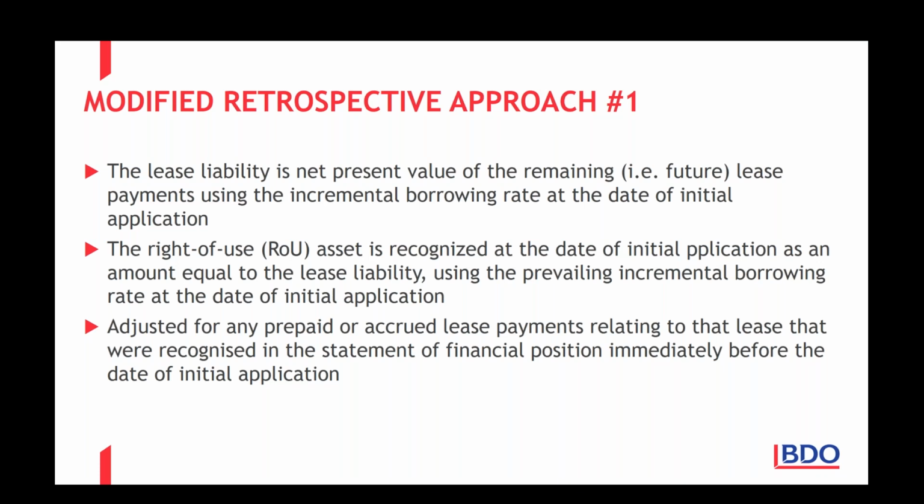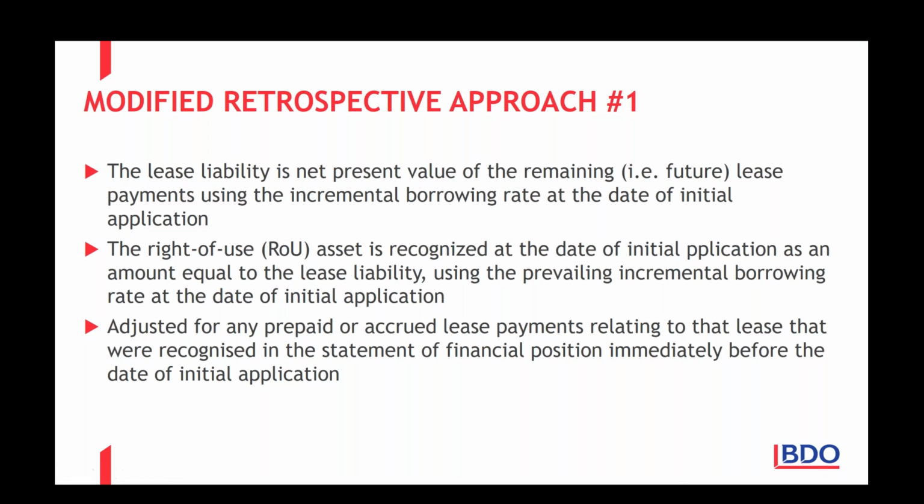You're just saying, I'm standing here 1 January 2019. Let's work out my lease liability on the 1st of January 2019. And the way I'm going to do that, I'm going to say it's the net present value of my future lease payments using this incremental borrowing rate at the date of initial application.